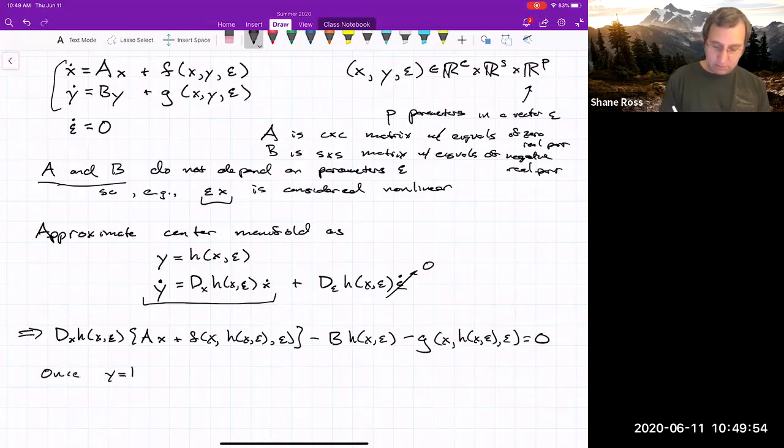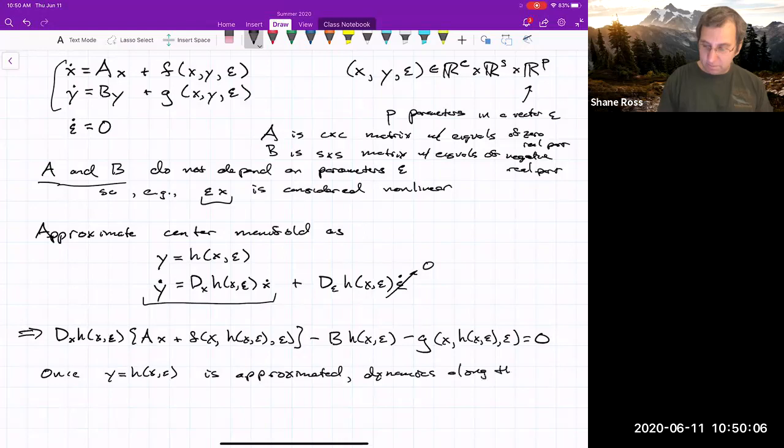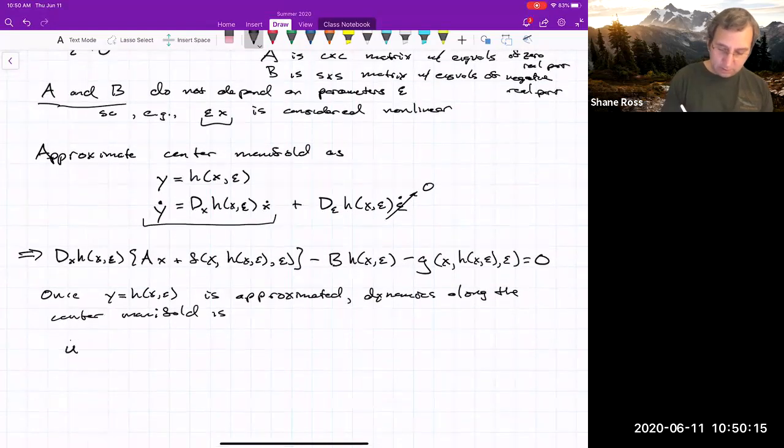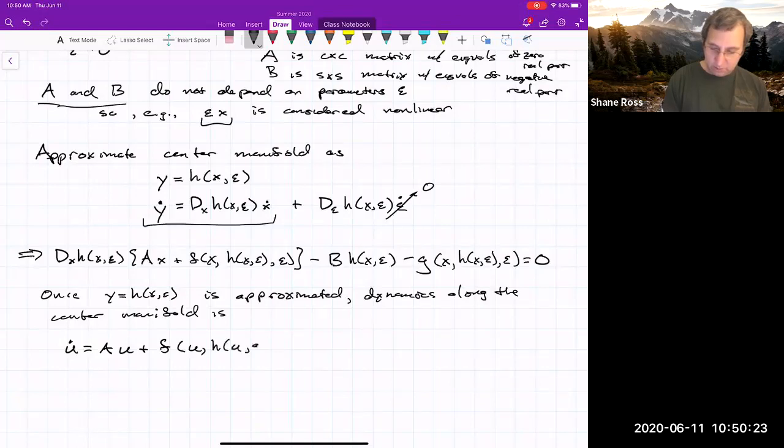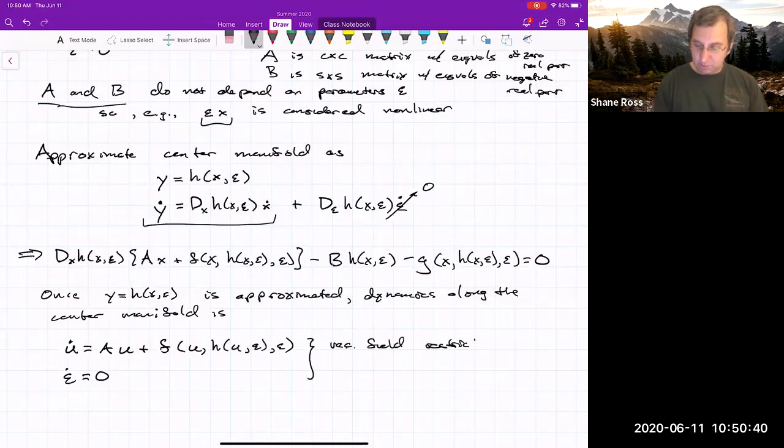So once h equals h of x, epsilon is approximated, you could get the dynamics along it. So dynamics along the center manifold is u dot equals A u plus f(u, h(u, epsilon), epsilon). And then just for good measure, we throw in that the parameters aren't changing. So this is the vector field restricted to the center manifold, where we're thinking of the center manifold as also including these parameter directions.